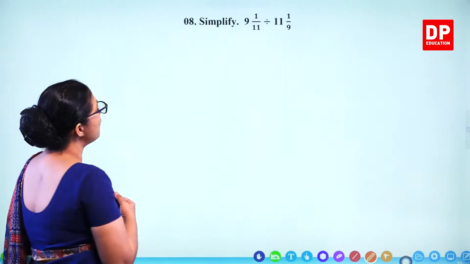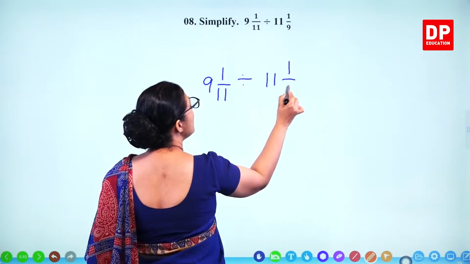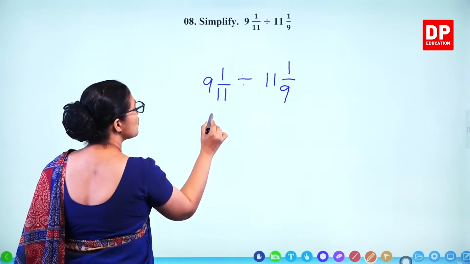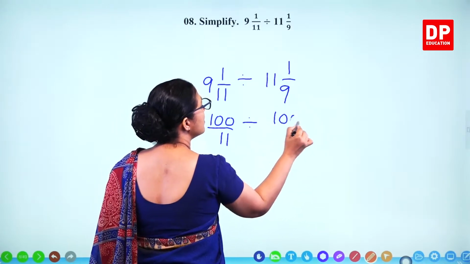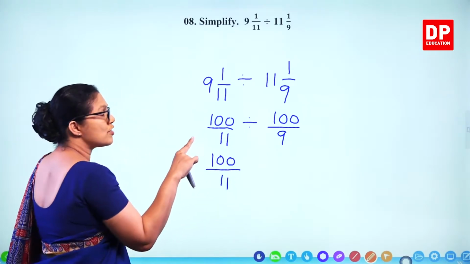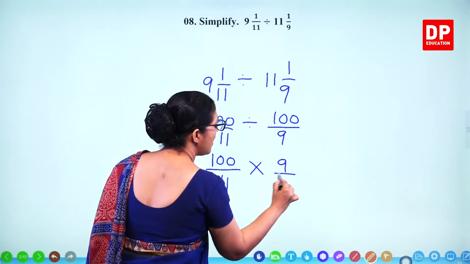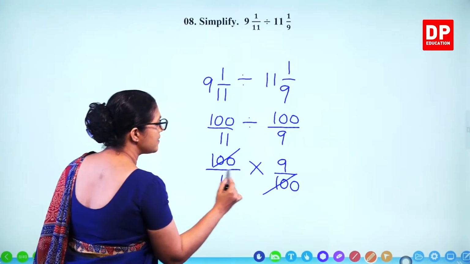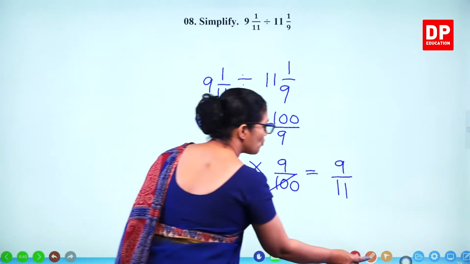Question number 8, simplify. 9 1 over 11 divided by 11 1 over 9. So we'll make them improper fractions. 11 times 9, 99 plus 1, 100 over 11. Then again 100 over 9. Now what do you do? You write the first fraction as it is, and for division you convert to multiplication by taking the reciprocal. So 9 over 100, change it upside down. 100 gets cancelled out. You get 9 over 11. So 2 marks for that.